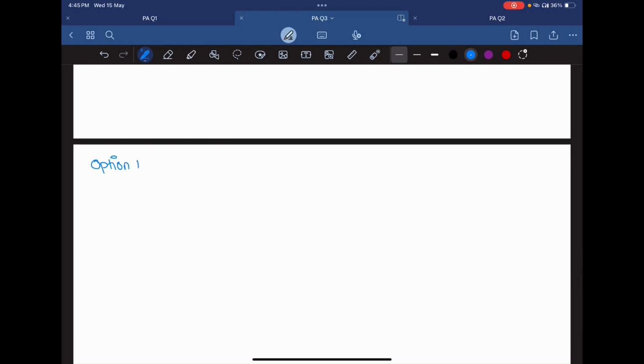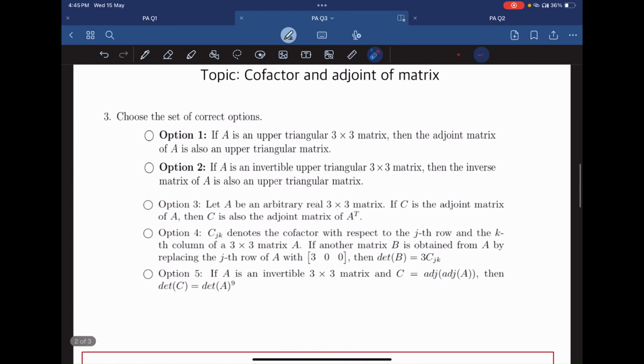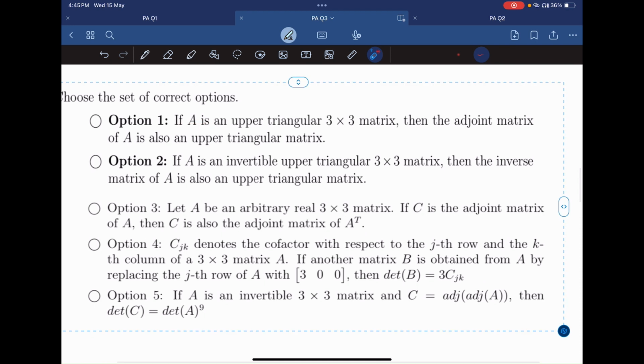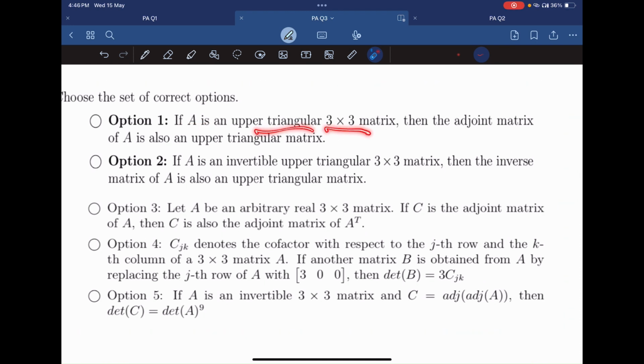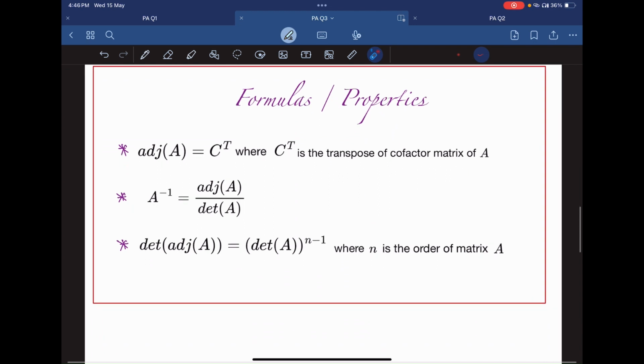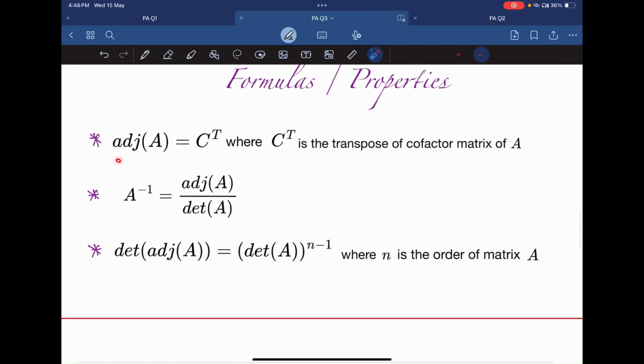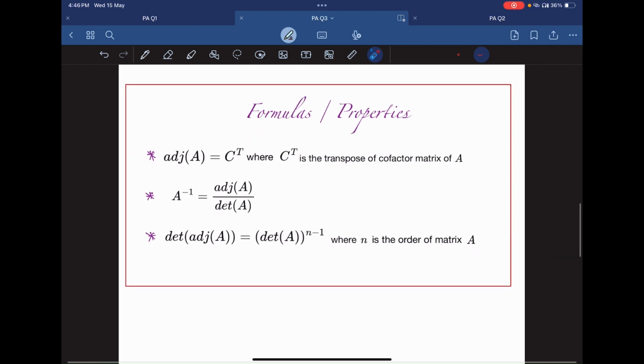Option 1. Option 1 says if A is an upper triangular matrix of order 3 cross 3, then the adjoint matrix of A is also an upper triangular matrix. Now, adjoint for any matrix is given by C transpose, where C transpose is the transpose of the cofactor matrix of A.